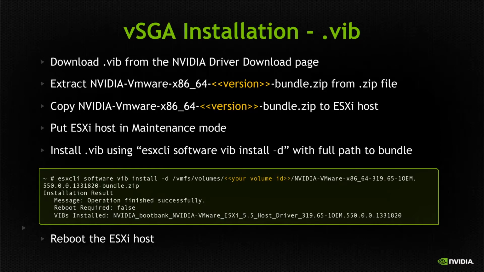Then, this is important, you have to put the ESX host in maintenance mode. That can be done through vSphere or from the command line. Then you install the VIB using the standard VIB installation method. I've shown here an example of the expected output for a successful installation, and then you reboot the server. If you look closely, it says reboot required equals false. It's lying. You do need to reboot. So don't trust everything you read.